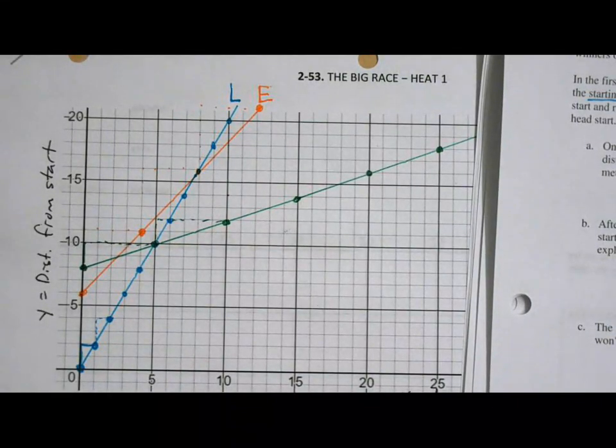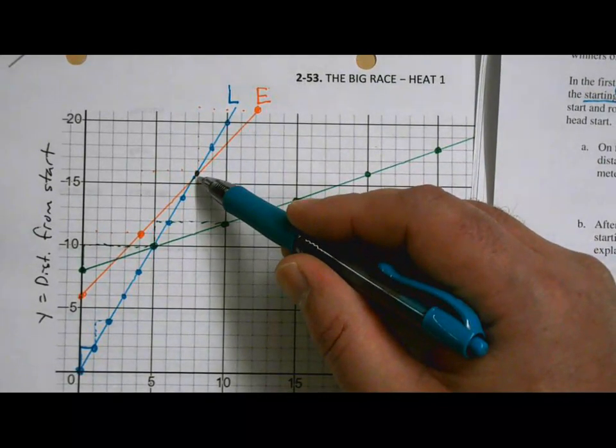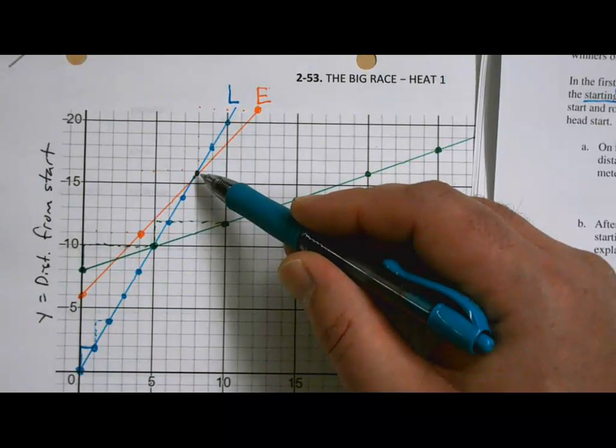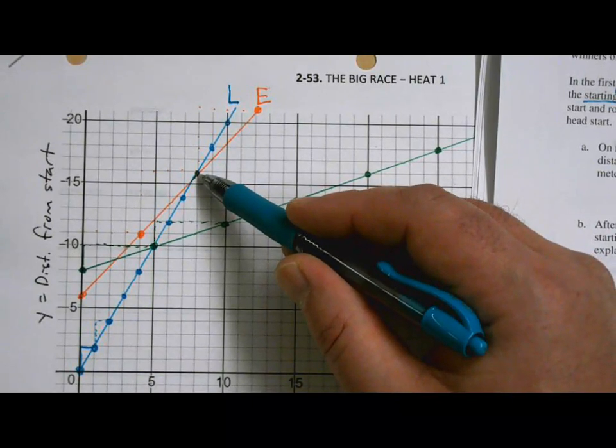On your graph, can you find the point where they pass each other? I'm seeing folks with their pencil at this point right here. Is that where Leslie and Evie passed each other? That's where their lines crossed, right? So this point's going to help us answer our question.